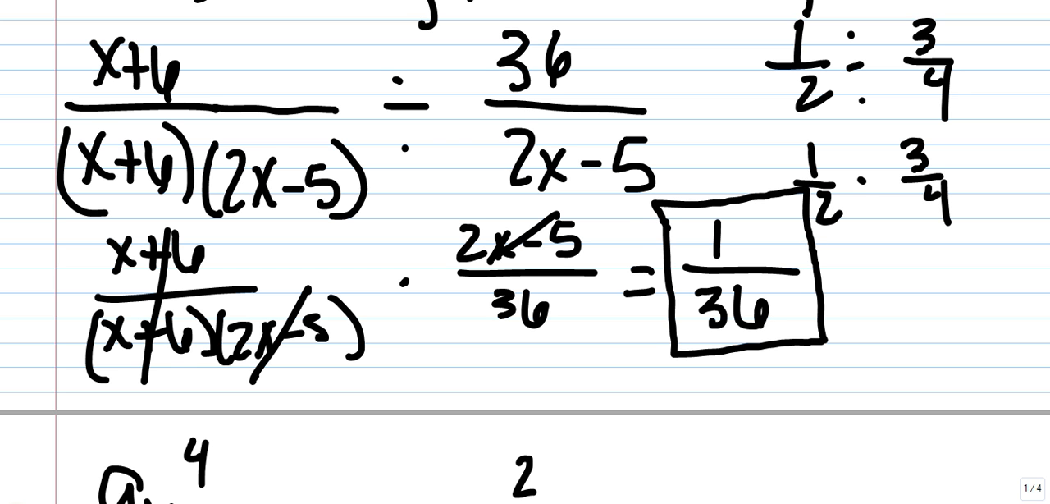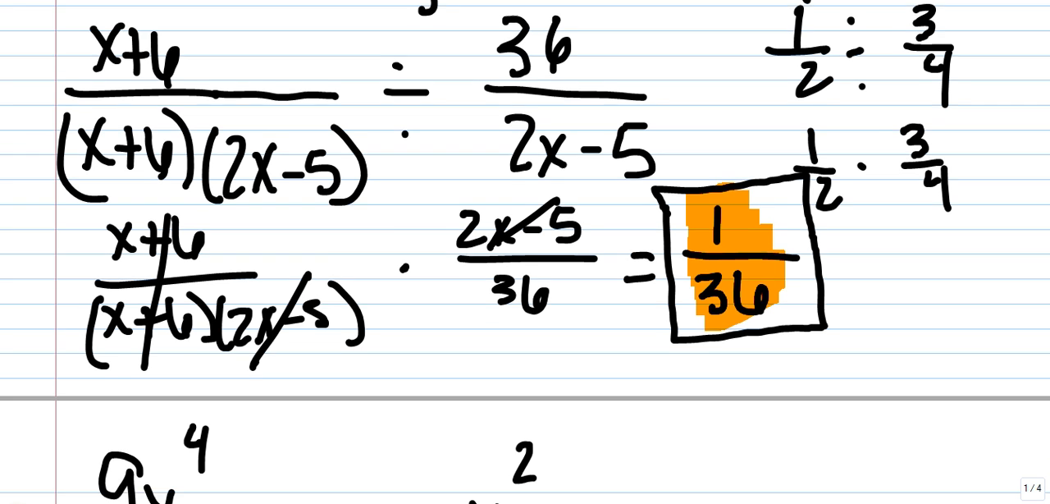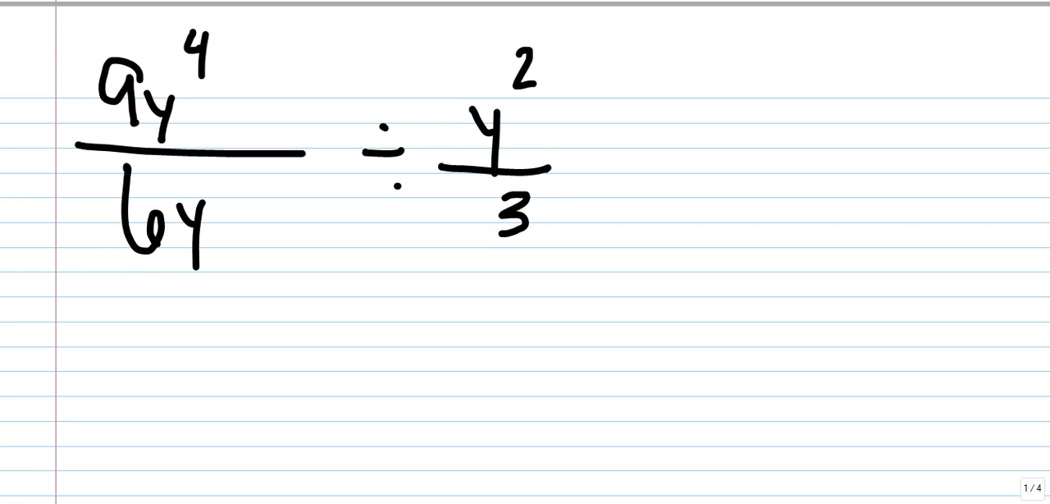Okay, so the only difference is what you need to do first. I'm highlighting it so you guys can see it. Okay, that's my answer right there. So what you want to do first is turn that second fraction upside down and then multiply. And once again, if you can factor, factor.